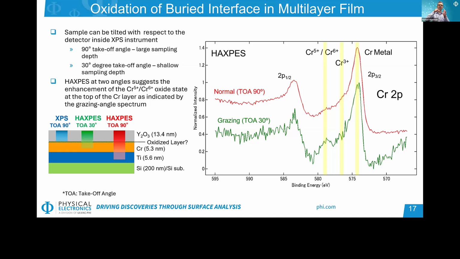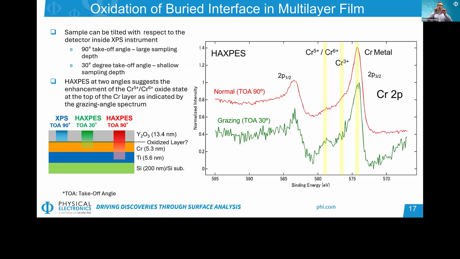Conversely, a takeoff angle of 30 degrees tilts the sample surface away from the detector, resulting in a grazing analysis of the surface. And this reduces the sampling depth. So with a grazing angle of 30 degrees, information on the shallowest layers under the surface is enhanced. There is a higher relative ratio of the chromium 5+ and the 6+ states to the metal compared to the takeoff angle of 90 degrees. So this suggests that the higher oxides are enhanced near the top of the chromium layer.